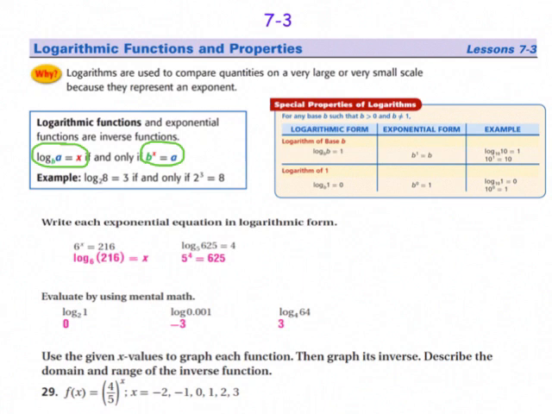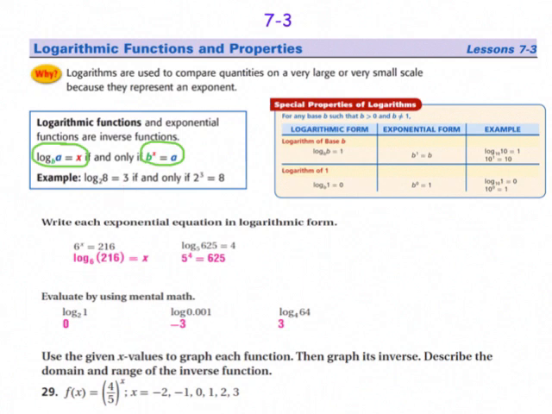Okay, so if I'm looking here, if I have 2 to the 3rd equals 8, the base of this exponent becomes the base of the log, and the 3 was on the inside with the 2. It went on to the outside, and the outside came into the inside. And that's how we ended up with that.